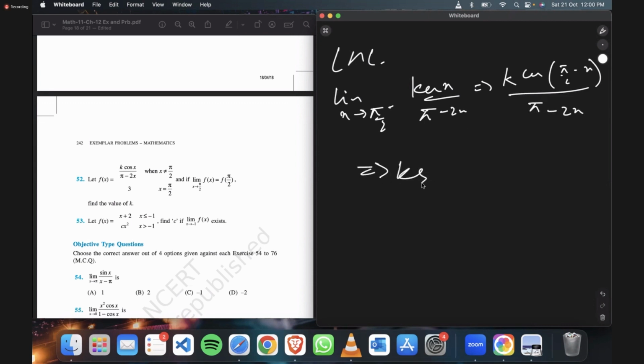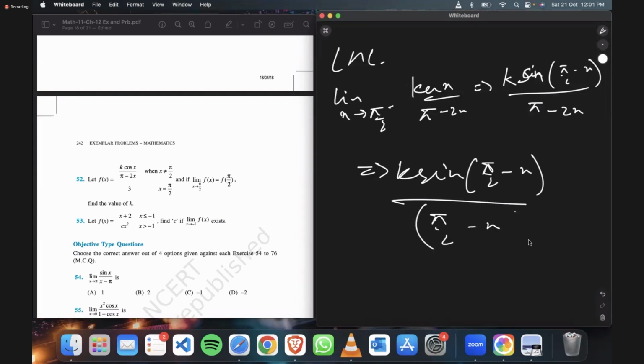Alright. Now this is equal to k sine of pi by 2 minus x. Basically, it was k cos x. I can write cos x as sine of pi by 2 minus x. So k cos x divided by pi minus 2x can be written as k sine of pi by 2 minus x, with pi minus 2x in the denominator as well. So this whole thing has been divided by what? Pi by 2 minus x, and pi by 2 minus x is over there as well.